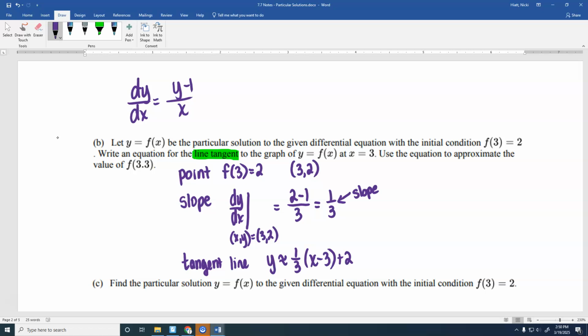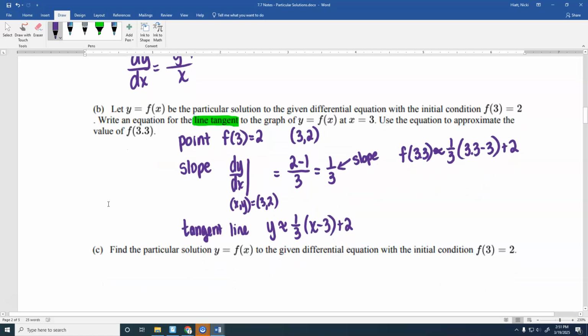And then they did ask us to approximate using that line. So we're just going to do f of 3.3 is approximately 1/3 of 3.3 minus 3 plus 2. And this is a calculator inactive question, and I would leave it there. I wouldn't simplify, because you've got to do 1/3 of 0.3, which I feel like we're going to mess up. So I would just stop. Okay, questions?